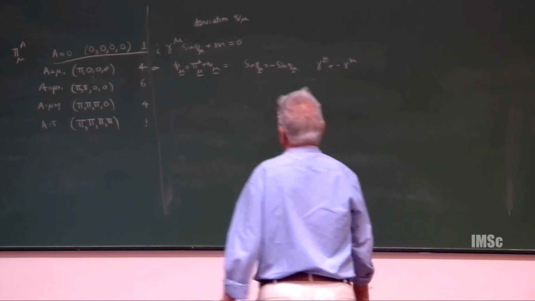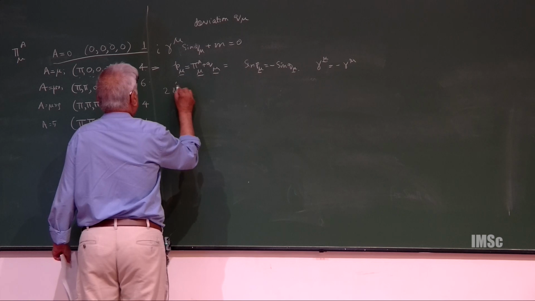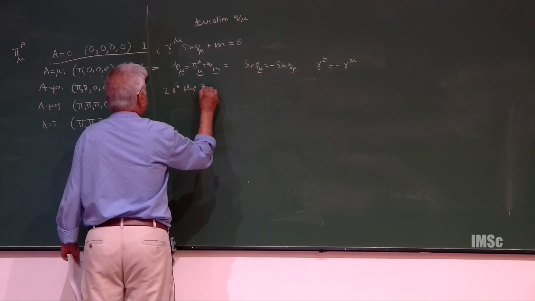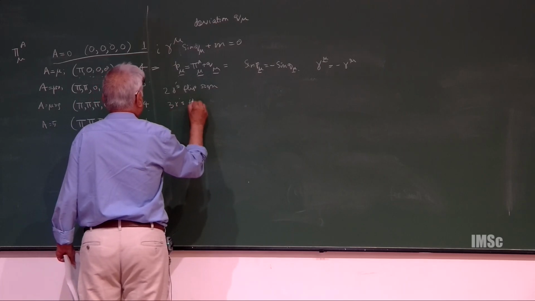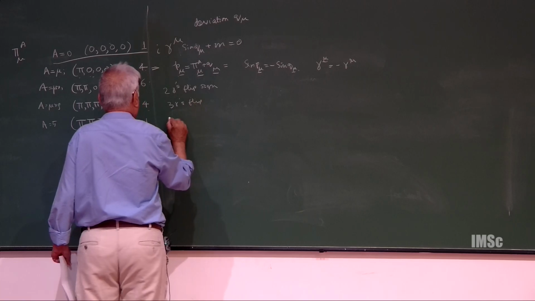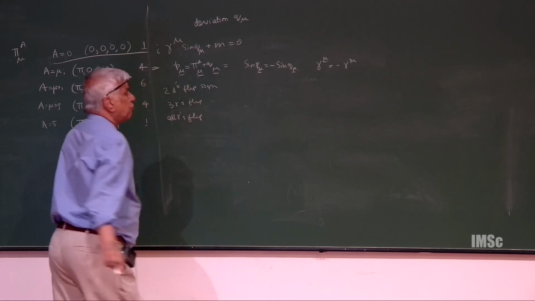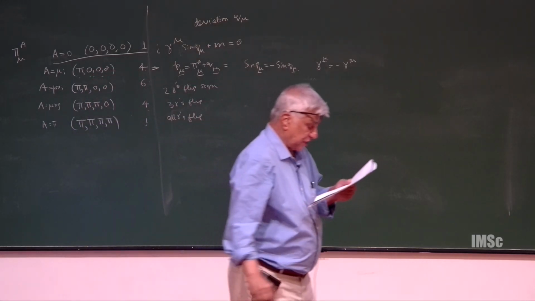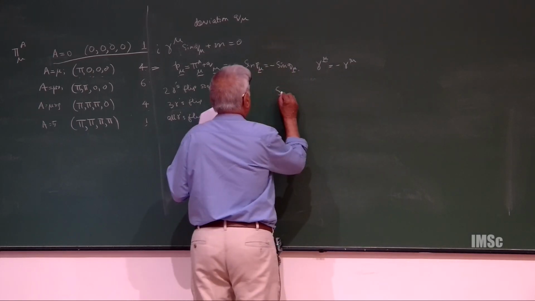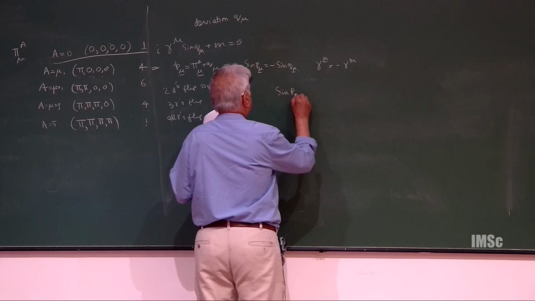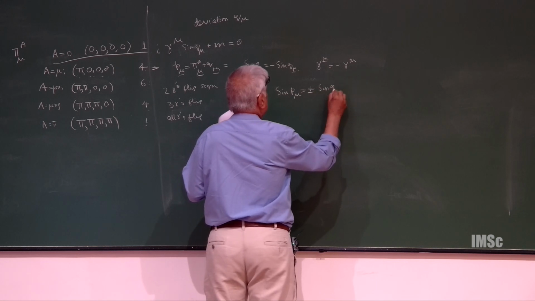So you go on, it's very elementary. Here 2 gammas flip sign, and here 3 gammas flip sign, and here all gammas flip sign. So now we have the situation that sine P mu is of the form plus minus sine.